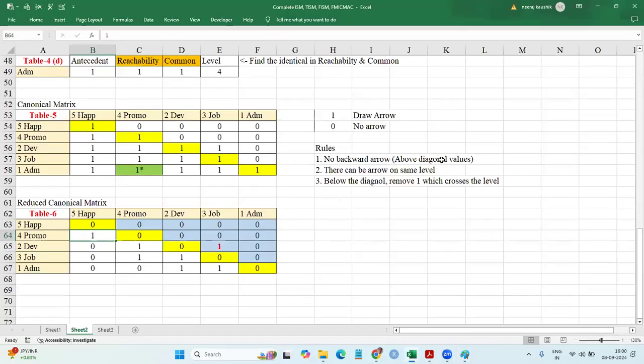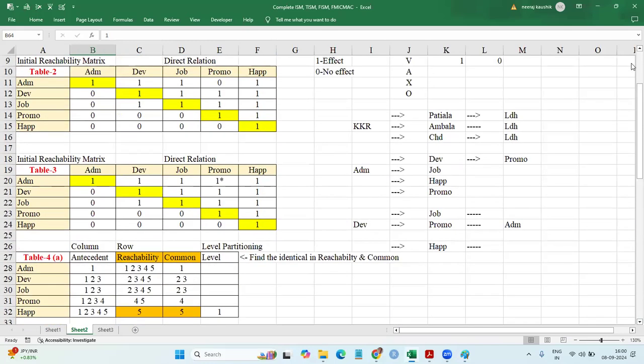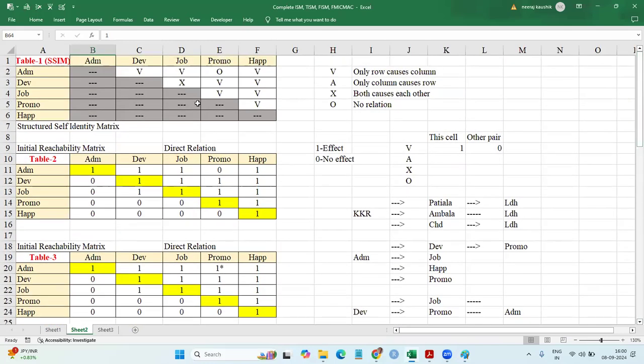Hierarchical model. Check the 6 tables once again. So first table is the VEXO. Take the data from the expert in the VEXO and complete the table. This is called SSIM, Structured Self-Identity Matrix. From there, make the reachability. Reachability will be like this. Change it to a binary table of 1, 0.